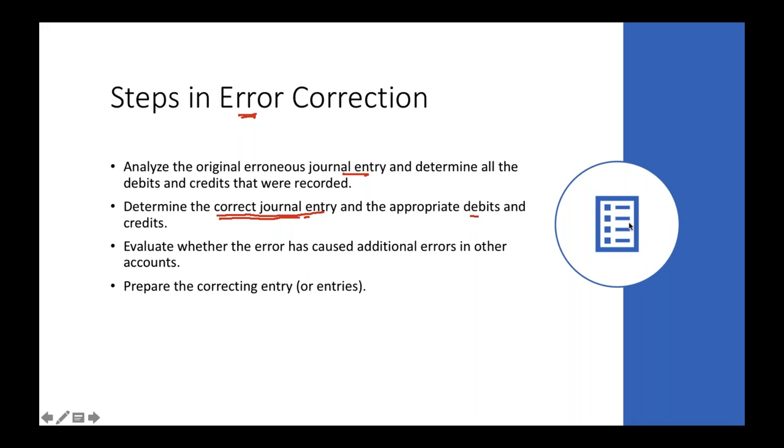Now, let us find some examples and their impact by preparing the correct journal entry. So first of all, we will analyze an error, see the correct journal entry, and see the impact of the same by passing the journal entry. Let's go with some examples.